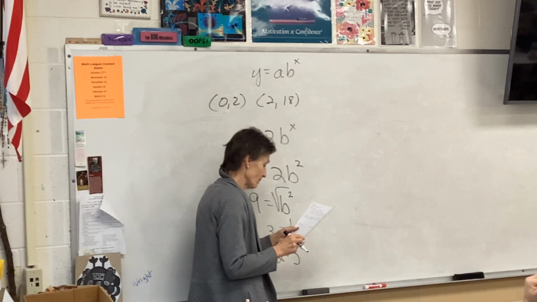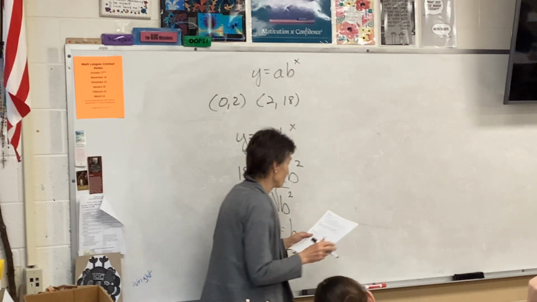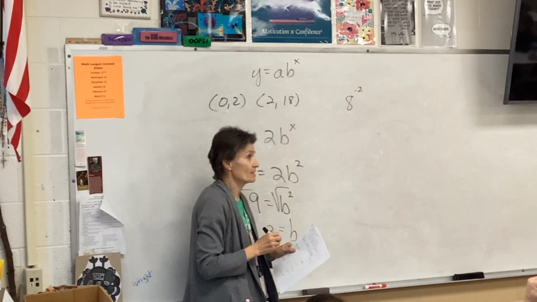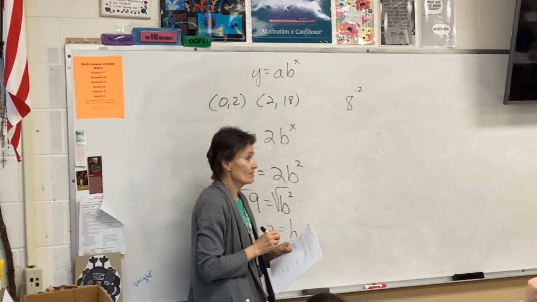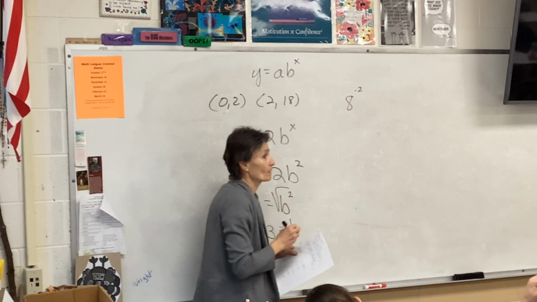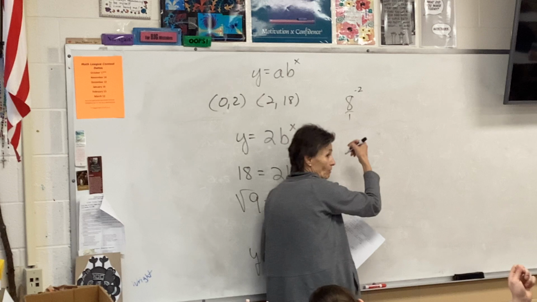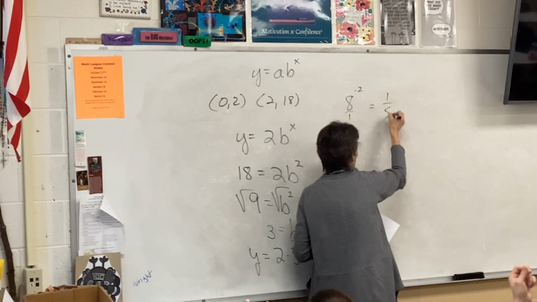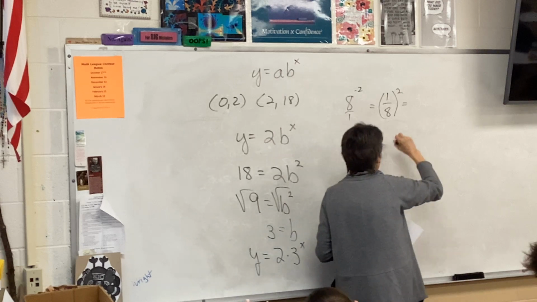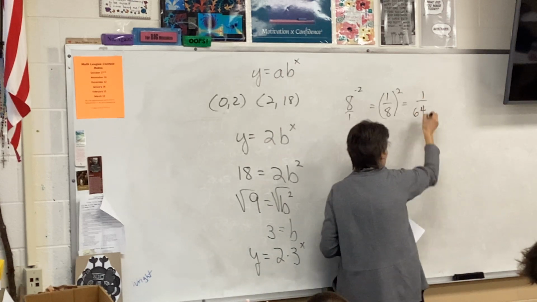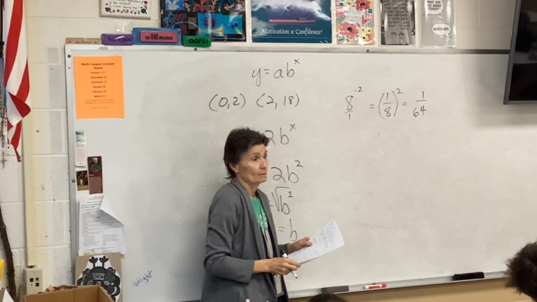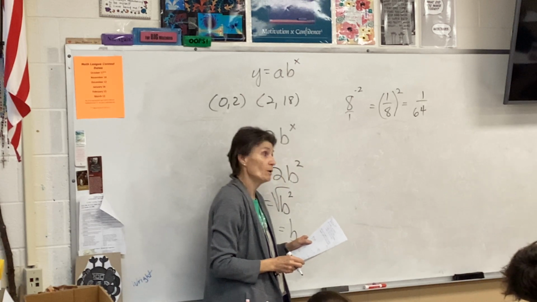All right, now we have a bunch to simplify. Most of these aren't going to take too much effort. 8 to the negative second, what does that mean? Well, the original is 8 over 1, the negative is going to make it 1 over 8 squared. And 1 over 8 squared would be 1 over 64. Okay, don't just write 64, it's 1 over 64.